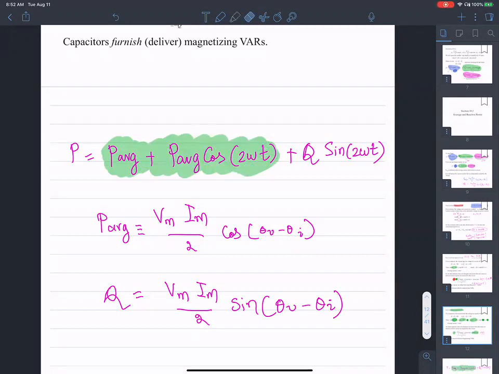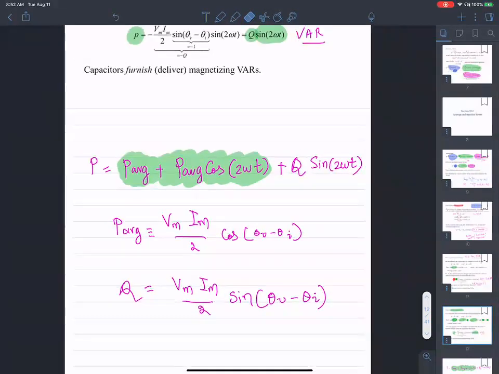Similarly, did I get something wrong over here? I got one of the terms wrong. Which term did I mess up on?